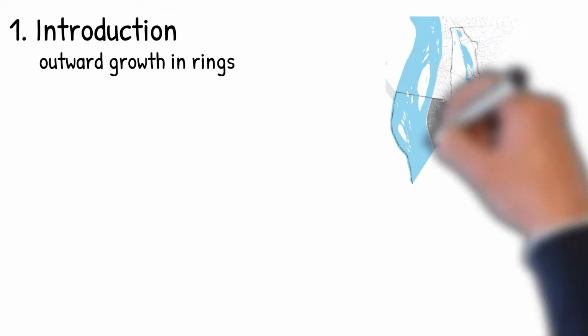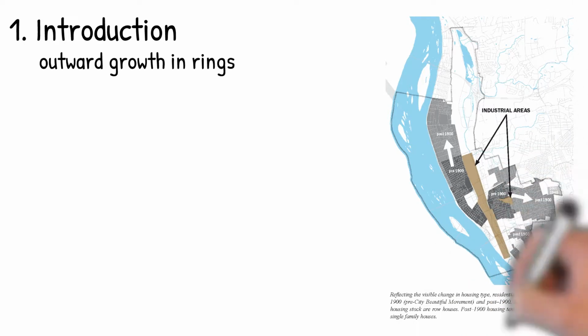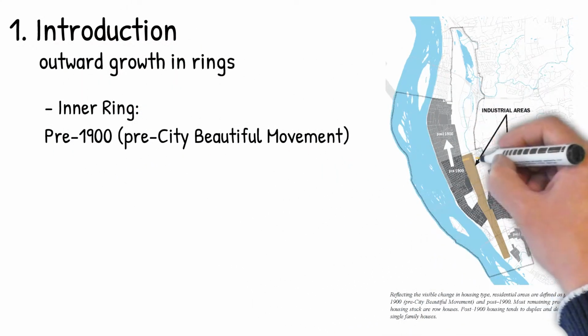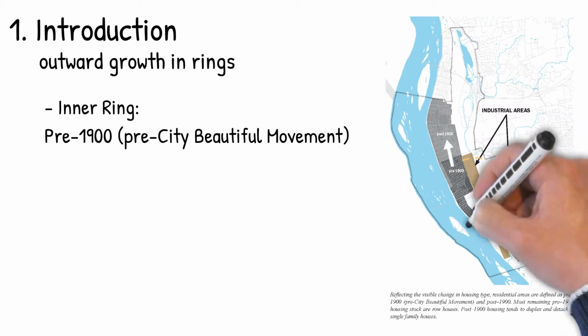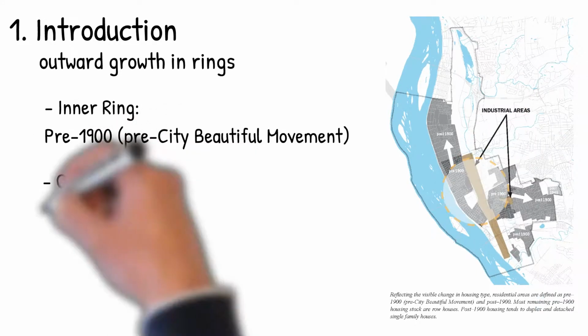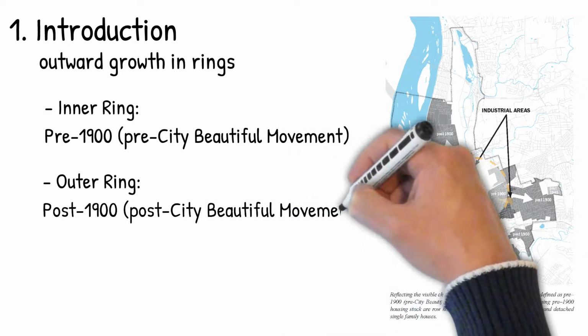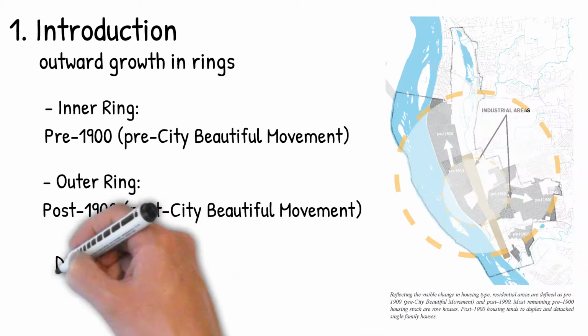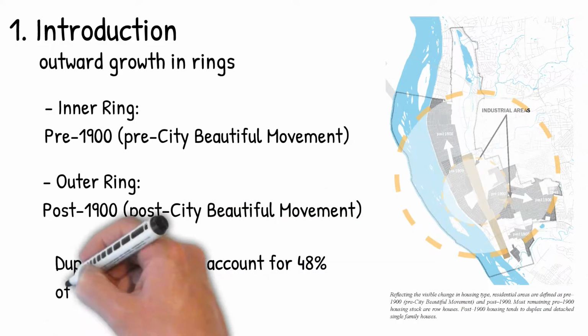As we look at the growth that happens through the city and its housing, we've got the inner ring, which is everything that's pre-1900s, the pre-City Beautiful movement. And then there's an outer ring, which is the post-1900, post-City Beautiful movement. Again, the duplex and row houses account for 48% of housing stock within the city.